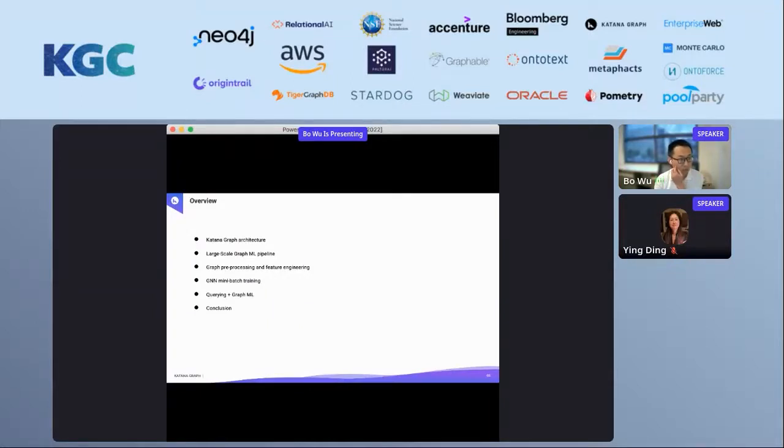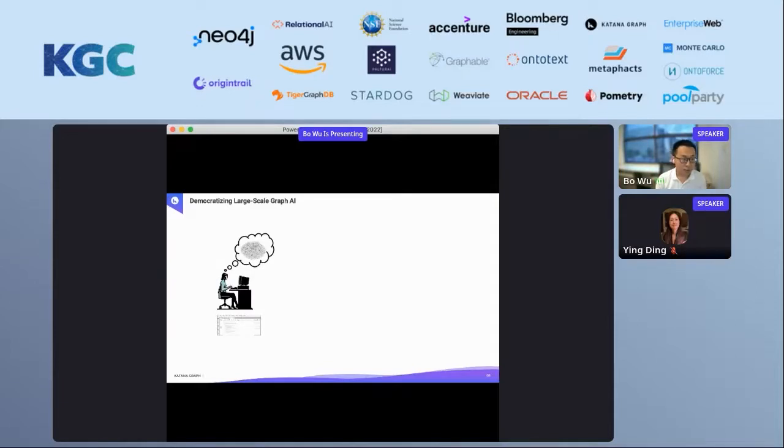This is the outline of this presentation. I'll talk about Katana Graph AI platform and how a large-scale graph machine learning pipeline uses its key components. Then I'll briefly describe how the system performs pre-processing and feature engineering. After that, I'll talk about the mini-batch training support, which is the most popular way to train GNNs on very large graphs. Then I'll describe a use case where graph querying is used to prepare training data sets for a graph machine learning model at a pharma company. I'll conclude the talk with several takeaways.